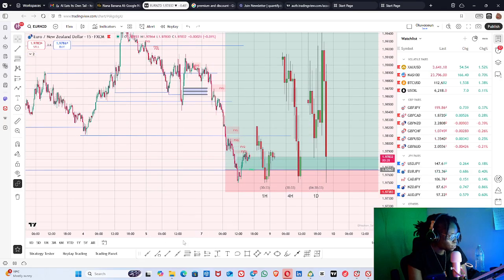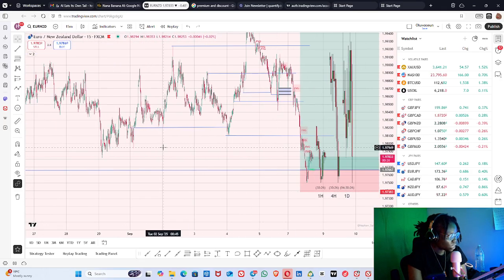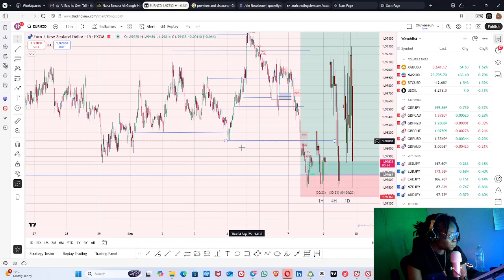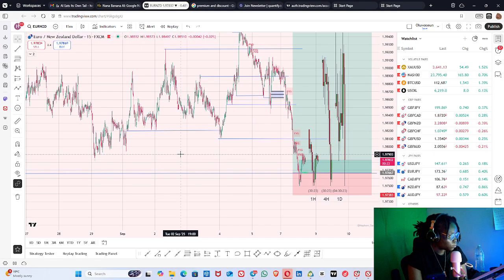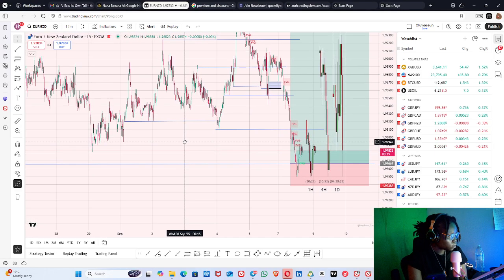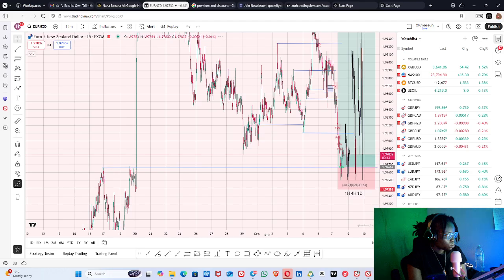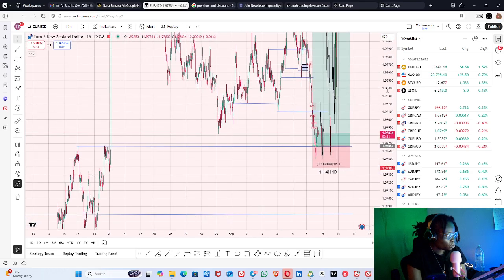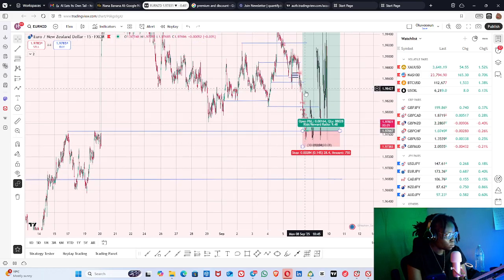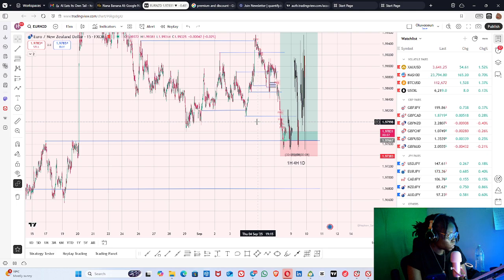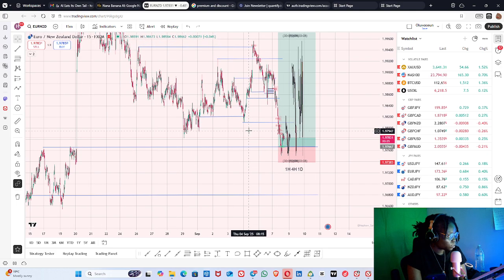Once that place didn't hold, I knew that we were going to be aiming for the next liquidity level, sell side liquidity, and there's every tendency that price will want to sweep all this liquidity before movement begins to happen. So I stayed out of the market to just observe this Euro NZD.